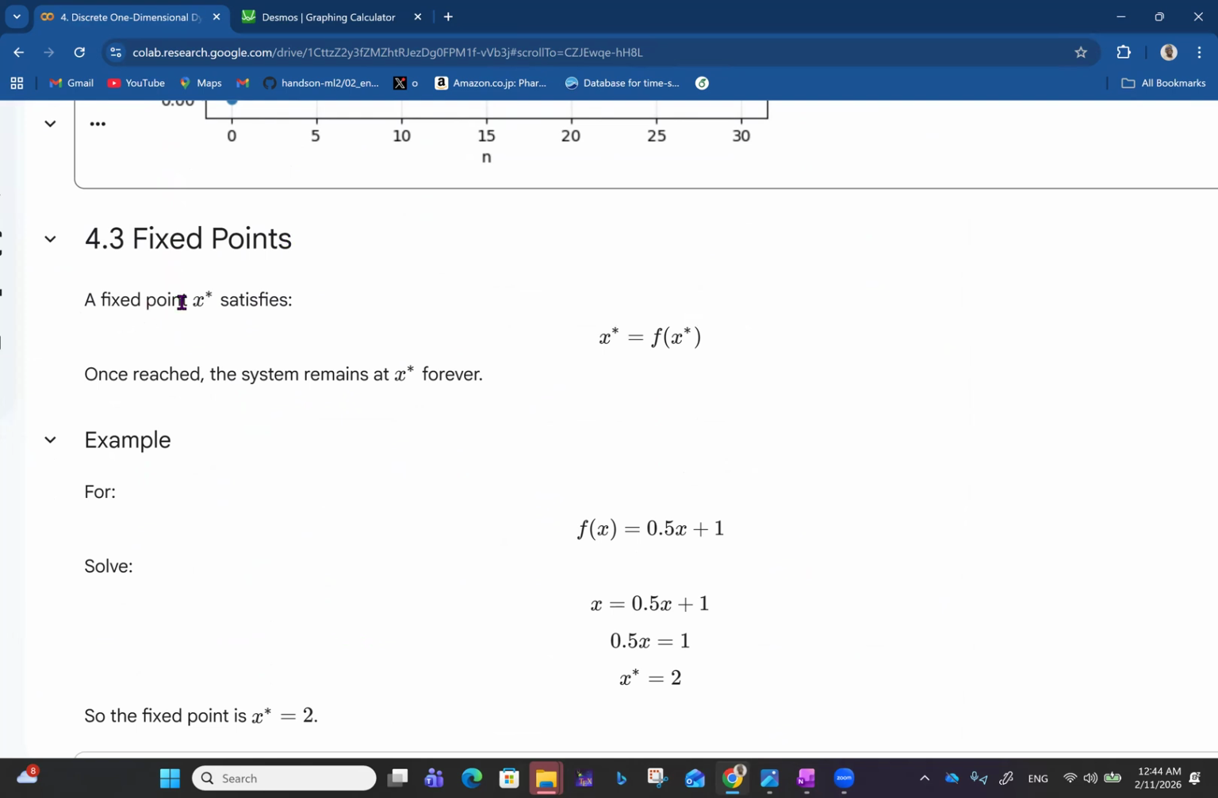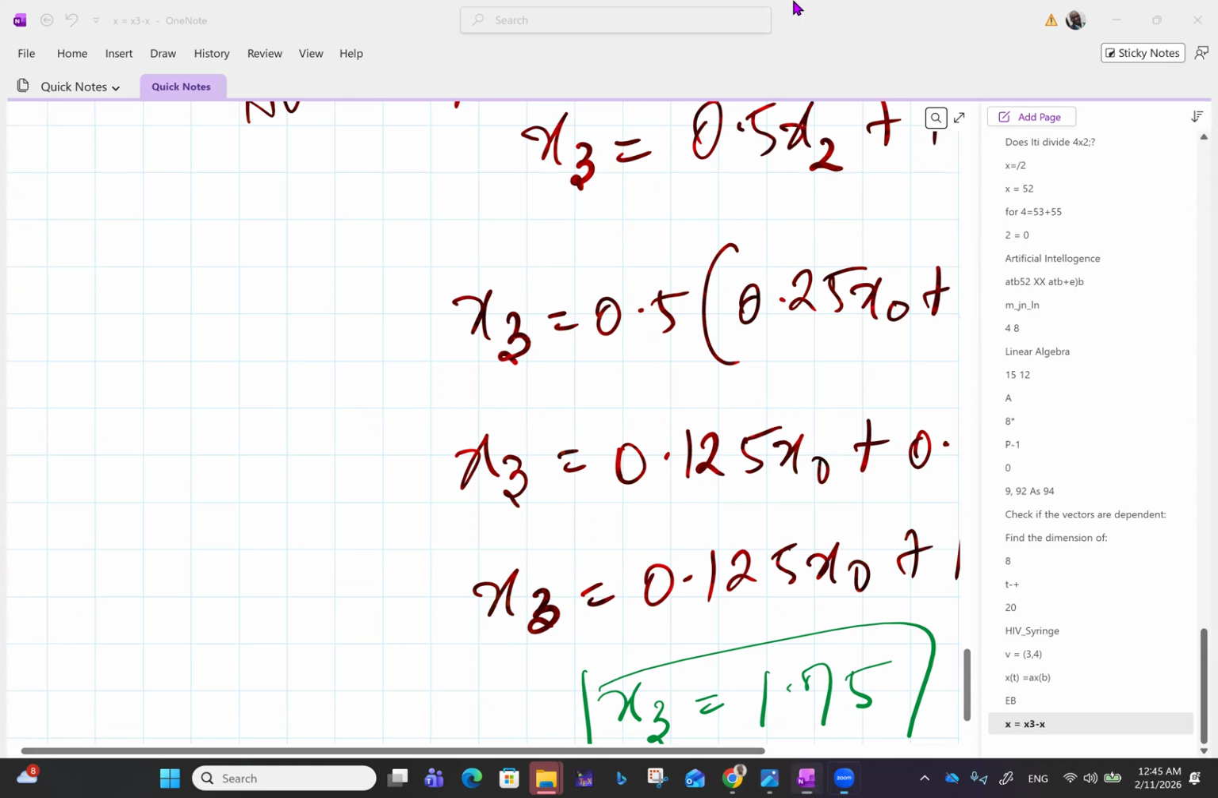A fixed point x star satisfies x star equals f of x star. So once reached, the system remains at x star forever. In the continuous case, we equated the right hand side to 0. But in this case, we just standardize everything left and right to x. So imagine x n plus 1 equals 0.5 x n plus 1.